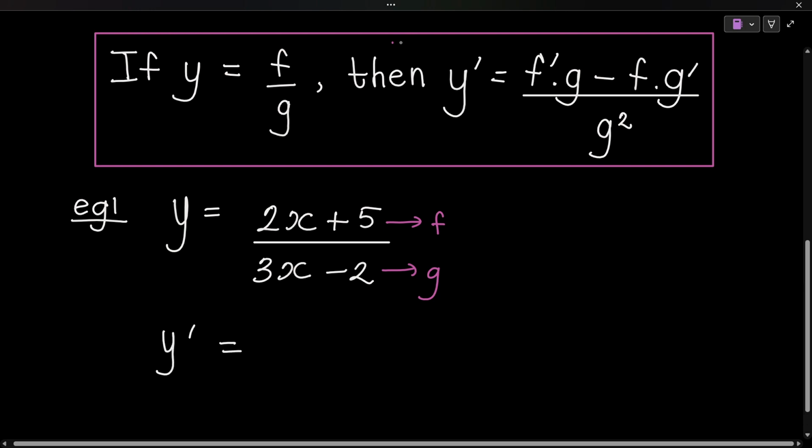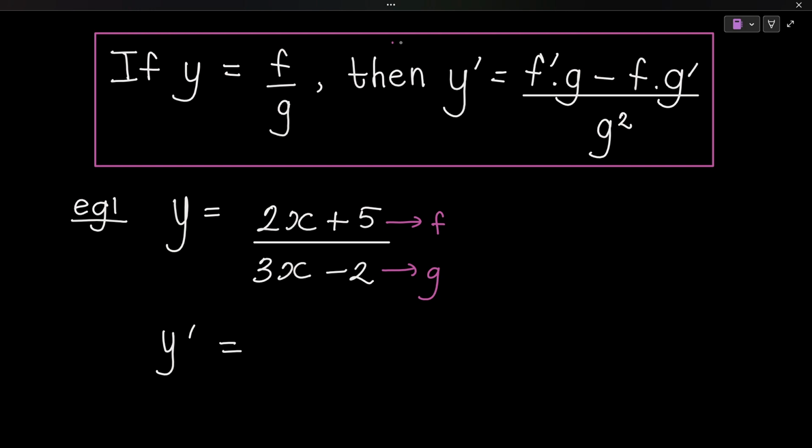So we're going to have y prime is equal to, so we have f prime and f is the numerator. Differentiating the numerator, the derivative of 2x is 2, the derivative of 5 is 0. We are going to multiply that by the denominator, and the denominator is 3x minus 2. Then we put a minus. We keep the numerator as is, that is 2x plus 5.